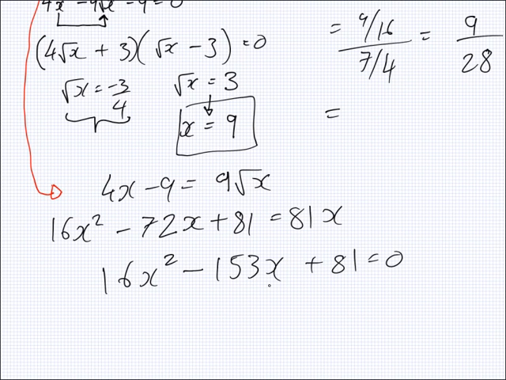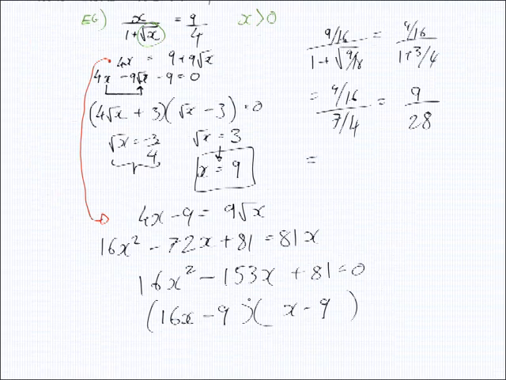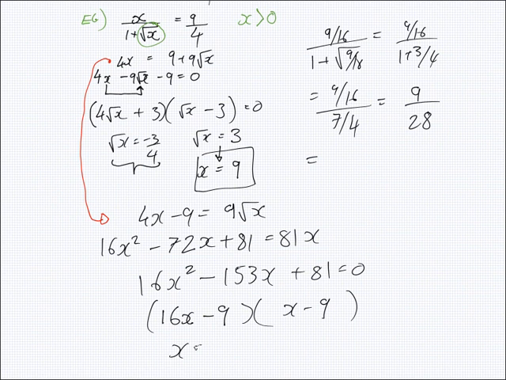And can we simplify this or not? No. Okay, so what are the two factors? Well, there's definitely going to be an x minus 9 and 16x minus 9. So I get x equals 9 over 16 or 9. This looks like it should work because we just need x to be positive.